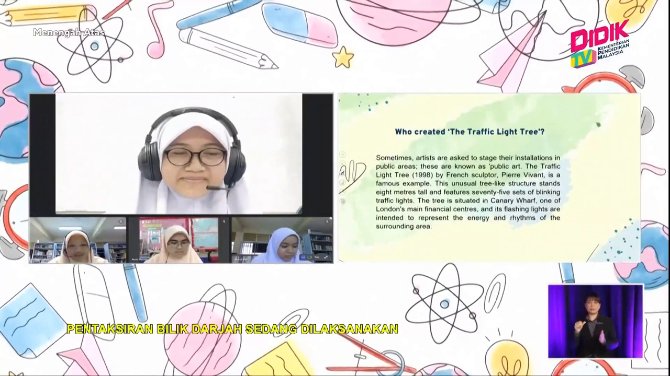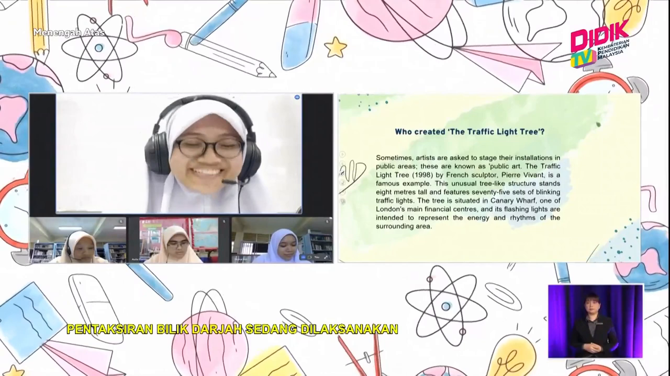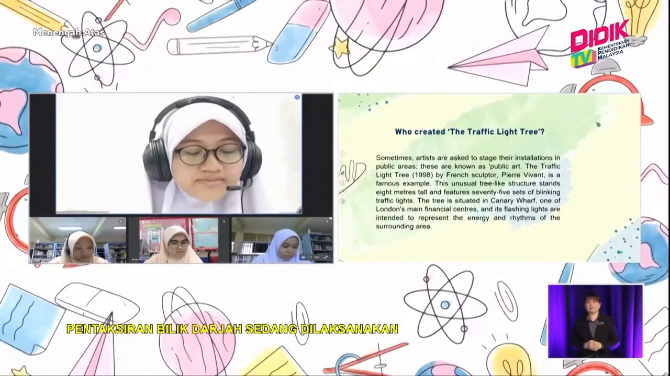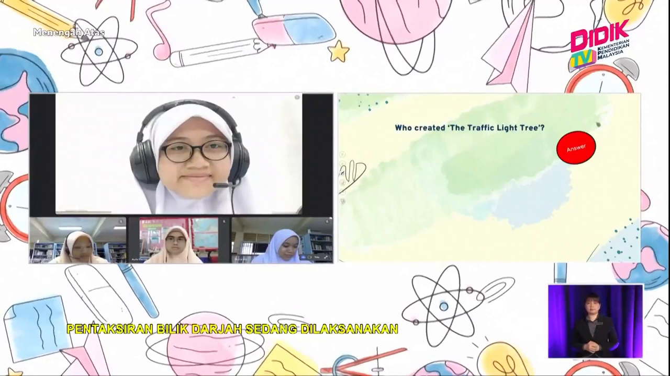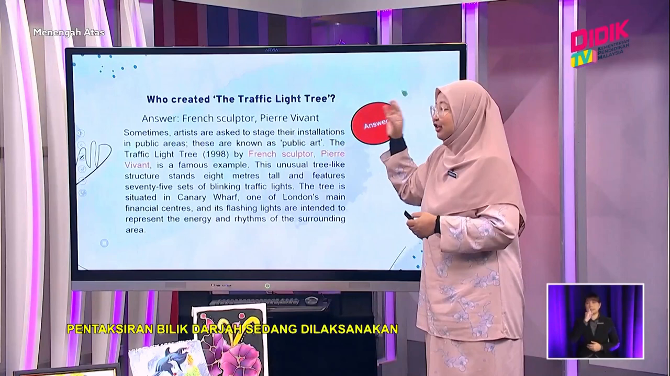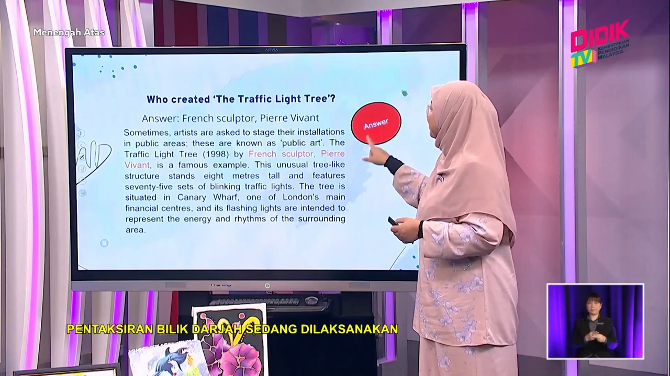Okay, so where did you find the answer? In the text. In the sentence. The Traffic Light Tree, 1998, by French sculptor Pierre Vivien. There you go. Thank you. Congratulations. That is the right answer. Good job. So, Shahira should get one. Just to highlight to everyone that the question here is who. So, who should be the name of something or someone. When you look at the text, there's only one name here. It should be Pierre Vivien.